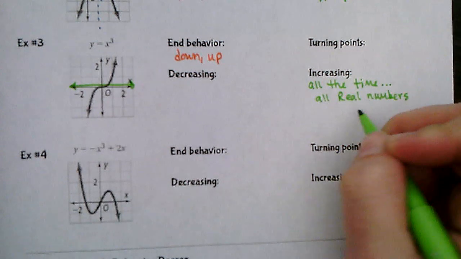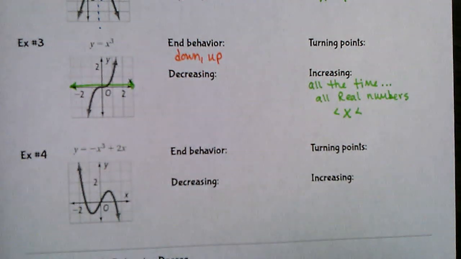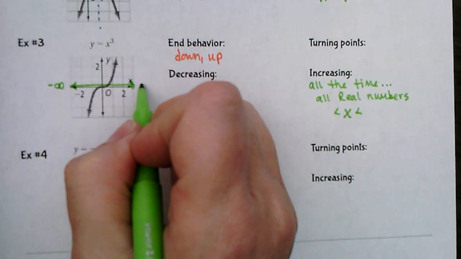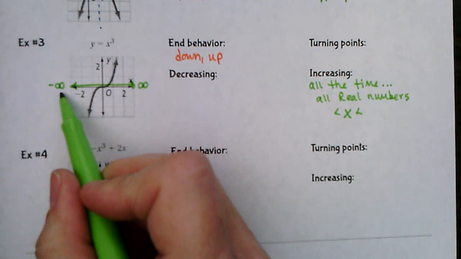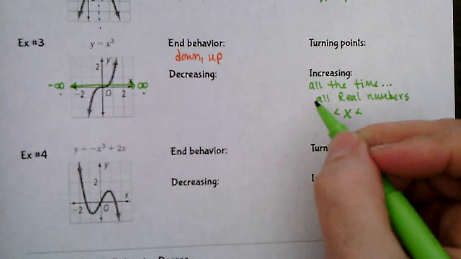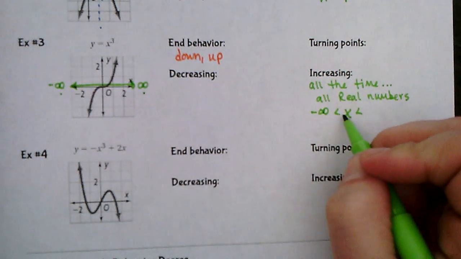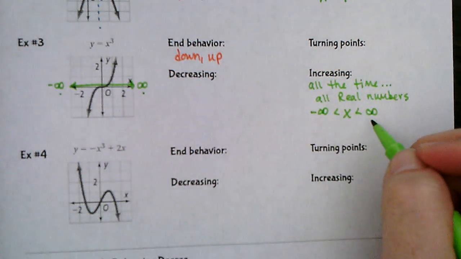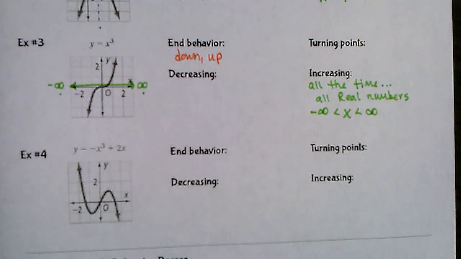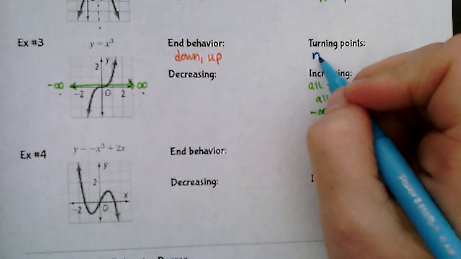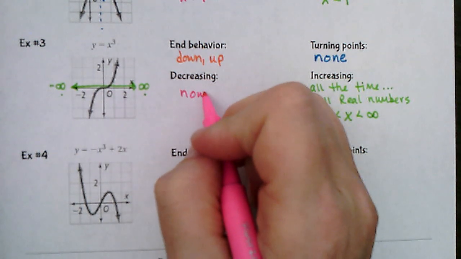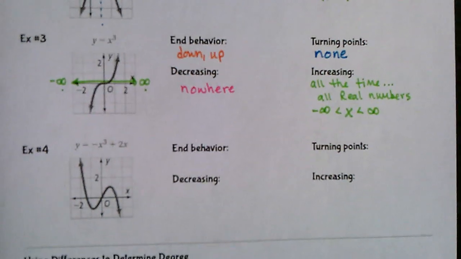Another way to write that is to trap x in between two numbers. Well, what's it trapped in between? It's trapped in between negative infinity on this end and positive infinity on this end. So we would have x is greater than negative infinity and less than infinity. And that's how we would show that. As far as turning points, there are no turning points. And where is this graph decreasing? It's never decreasing. So it's decreasing nowhere.